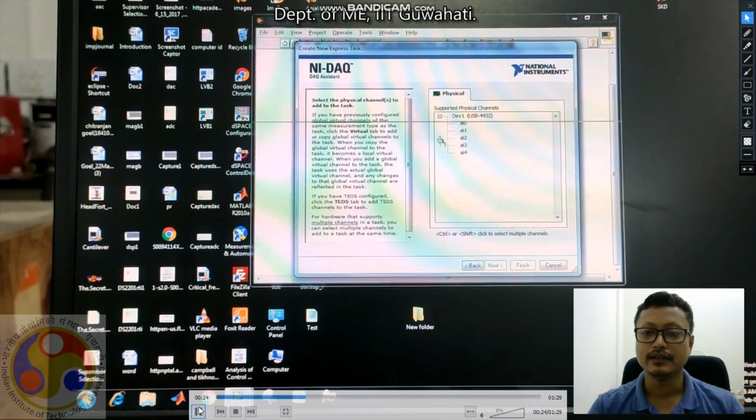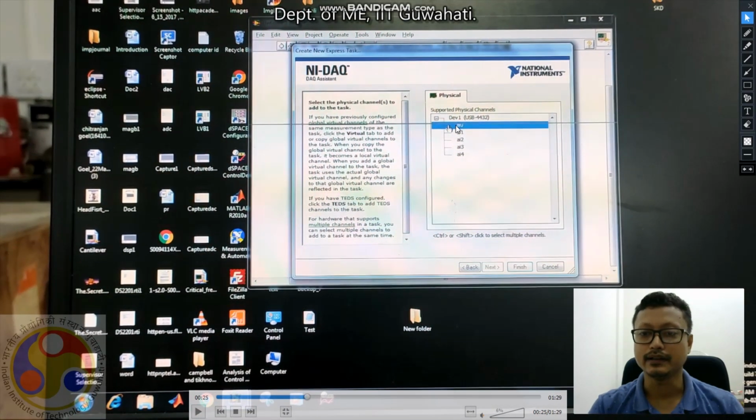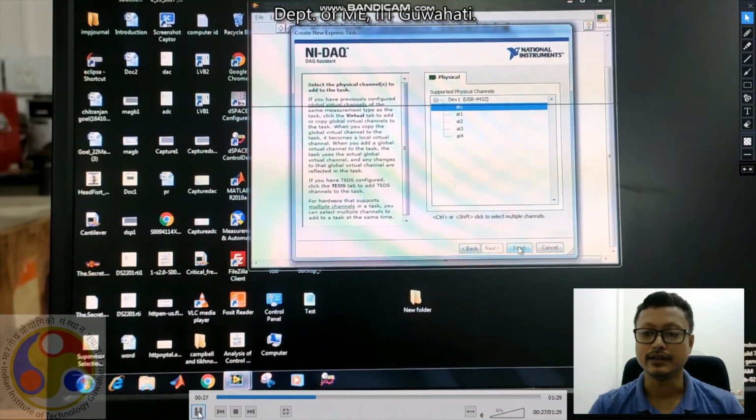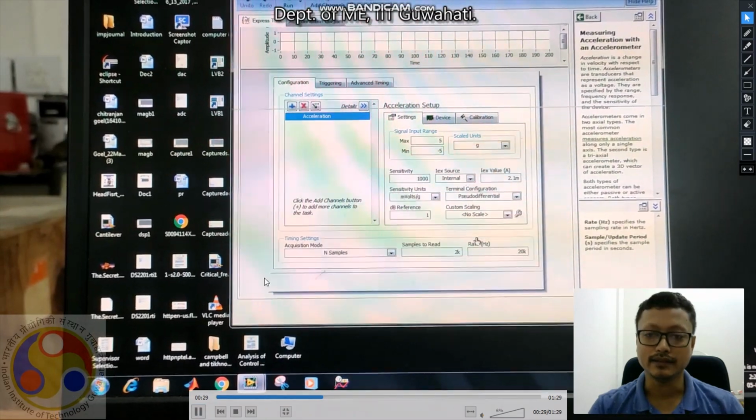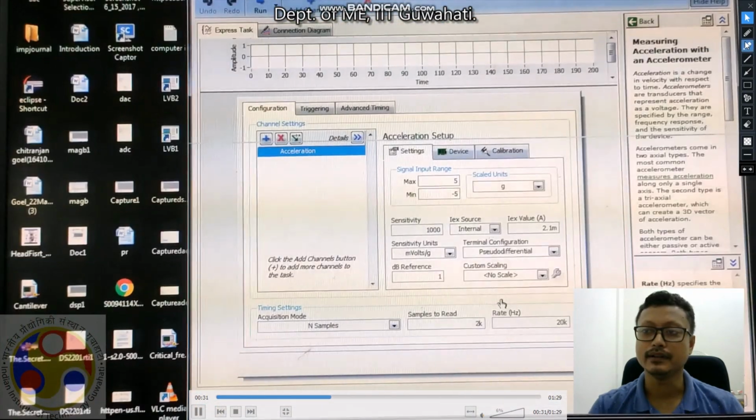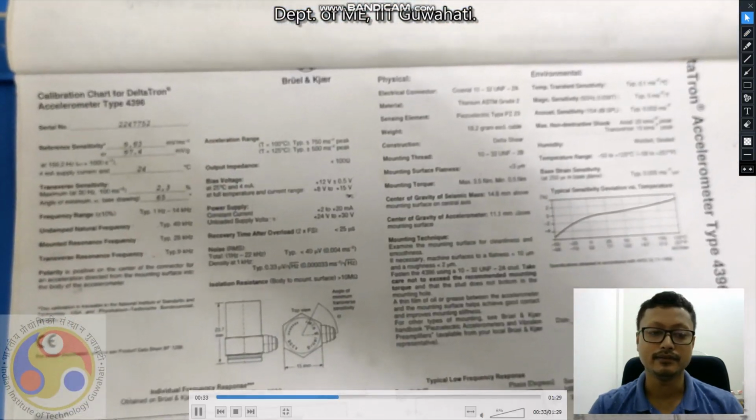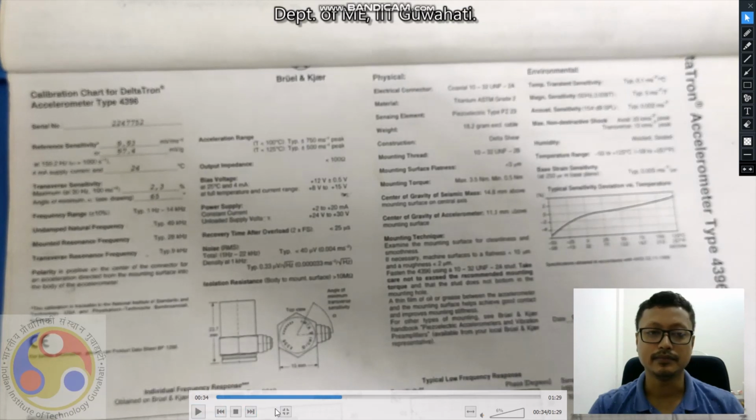Then select the port number. We connected our accelerometer to our data acquisition system, that is USB 443 to the AI0 port. We connected our sensor with a BNC connector. So that's why I am selecting this port number. Okay, then if you click finish there, then this type of interface will appear. From this interface you need to put the sensitivity of the sensor.